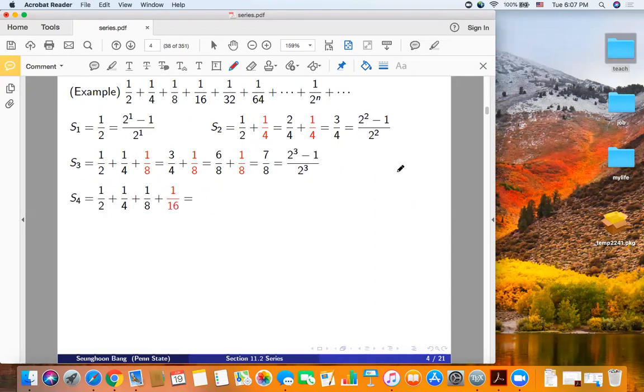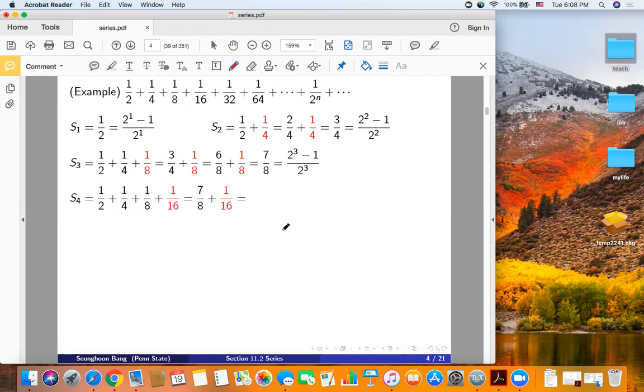S4 is the same method: 1 over 2 plus 1 over 4 plus 1 over 8 plus 1 over 16. The 1 over 2 plus 1 over 4 plus 1 over 8 is from the previous one, exactly 7 over 8, plus 1 over 16. So like this, we have it.